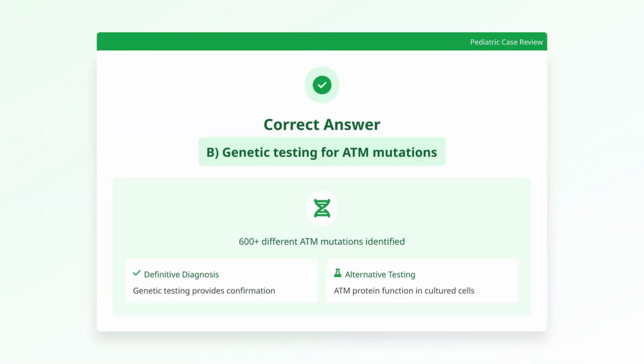Genetic testing for ATM mutations is the gold standard for confirming the diagnosis of ataxia telangiectasia. More than 600 different mutations in the ATM gene have been identified. While elevated alpha-fetoprotein and cerebellar atrophy on MRI are supportive findings, only genetic testing can provide definitive diagnosis. Functional testing demonstrating reduced or absent ATM protein activity in cultured cells can also be used for confirmation.